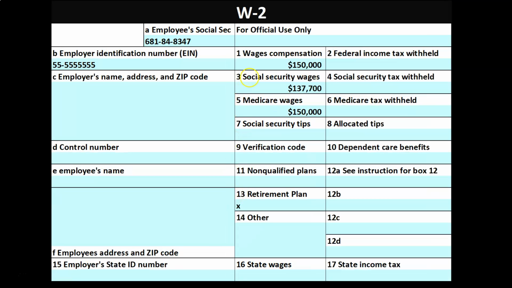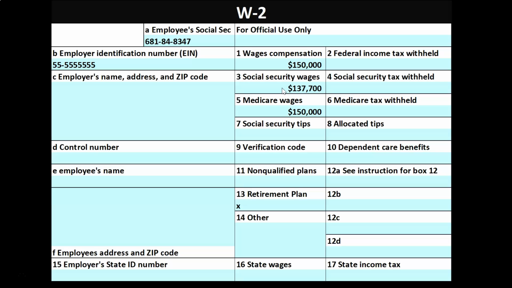Now, we could have a situation that would look something like this. So now we have a higher income level, higher income threshold. Box 1, federal income tax, is $150,000. We didn't put anything into the withholdings. We're just looking at box 1, 3, and 5. The Social Security then caps out at $137,700.